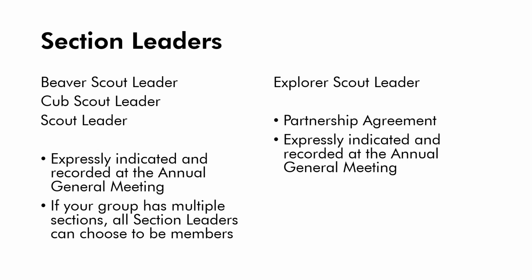Section leaders can choose to be members of the executive but are not compelled to be ex officio members. This may be because they do not qualify or do not want to be charity trustees. If you have multiple colonies, packs and troops in your group, then the leader in each section may choose to be a member. This does not apply to assistant section leaders, and they cannot represent the section leader at the executive meeting. If you have a partnership agreement with an Explorer Scout unit, the partnership agreement will define if the Explorer leader can also decide to be a member of the executive.